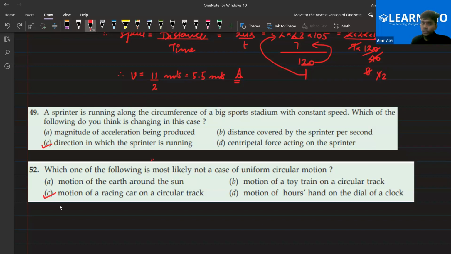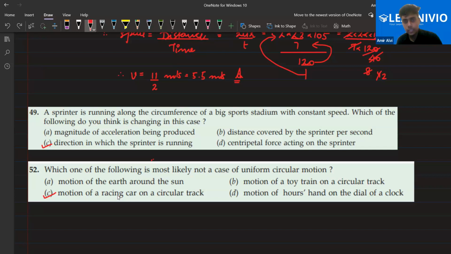It is clear. So the only thing that is not matching is the racing car, because it is a real life scenario. It will change its speed according to the situation. The driver will apply the brake, or accelerate at a non-uniform rate. Is this clear to all of you? Yes, sir. That's great.